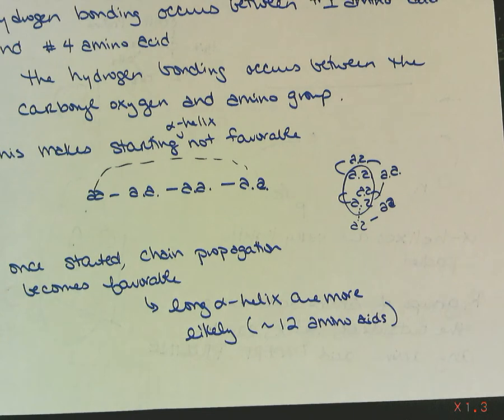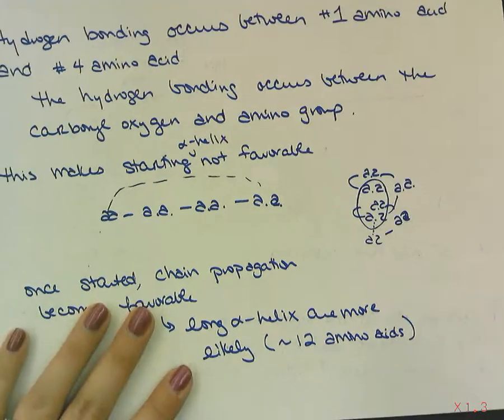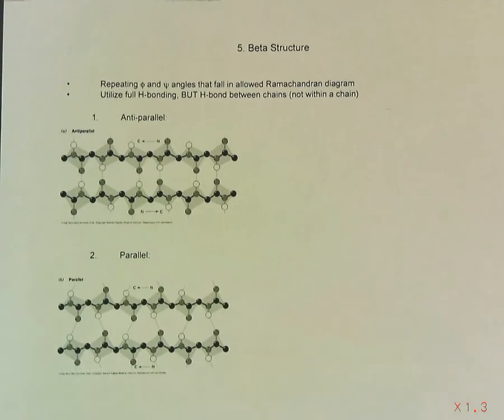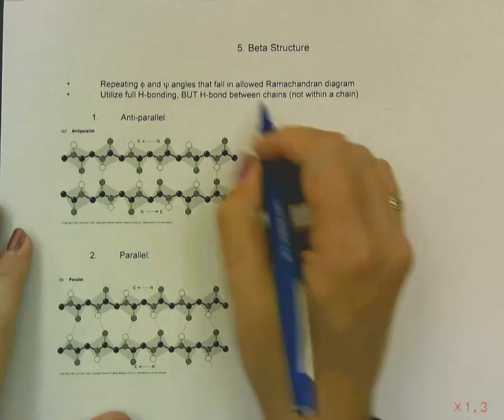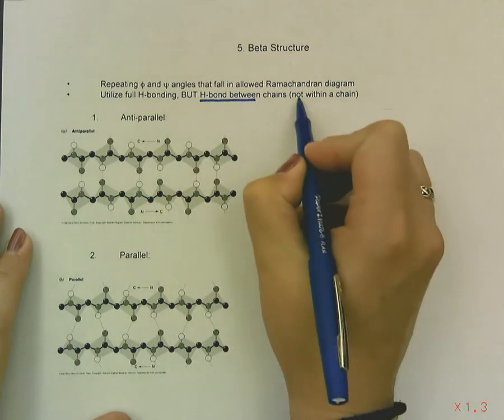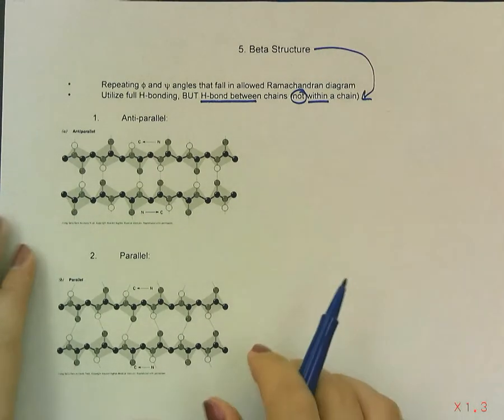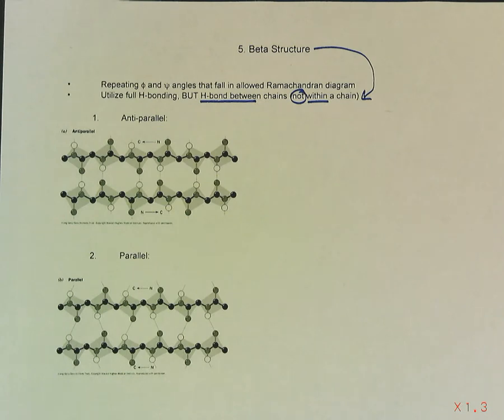Okay, let's talk about some beta pleated sheets. These are repeating phi-psi angles that fall within the allowed zone of our Ramachandran diagram. And again, these are going to use hydrogen bonding, but instead of within the chain, it's hydrogen bonding between the chains. So beta pleated sheets, most importantly, have hydrogen bonding between 2 chains, not within itself. That's what sets them apart.